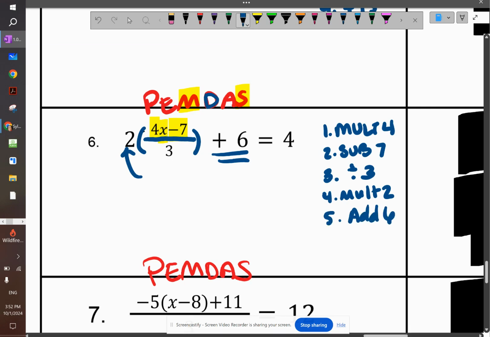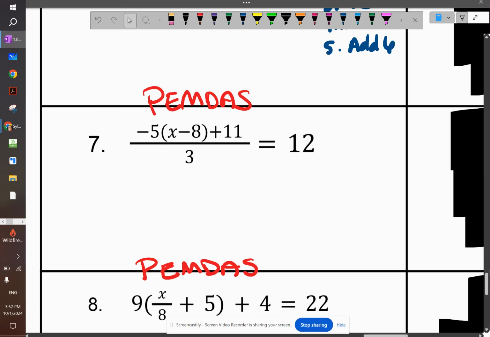Okay? So remember, however many numbers there are, that's how many operations you're going to have. So let's take a look. Here's 1 number, 2 numbers, 3 numbers, 4 numbers. So that means we're going to have 4 steps. We're going to focus on parentheses. What's happening to the X? Well, we are subtracting 8. No exponents. Is there multiplication? Yes, because it's touching the parentheses. So we're going to multiply by -5.